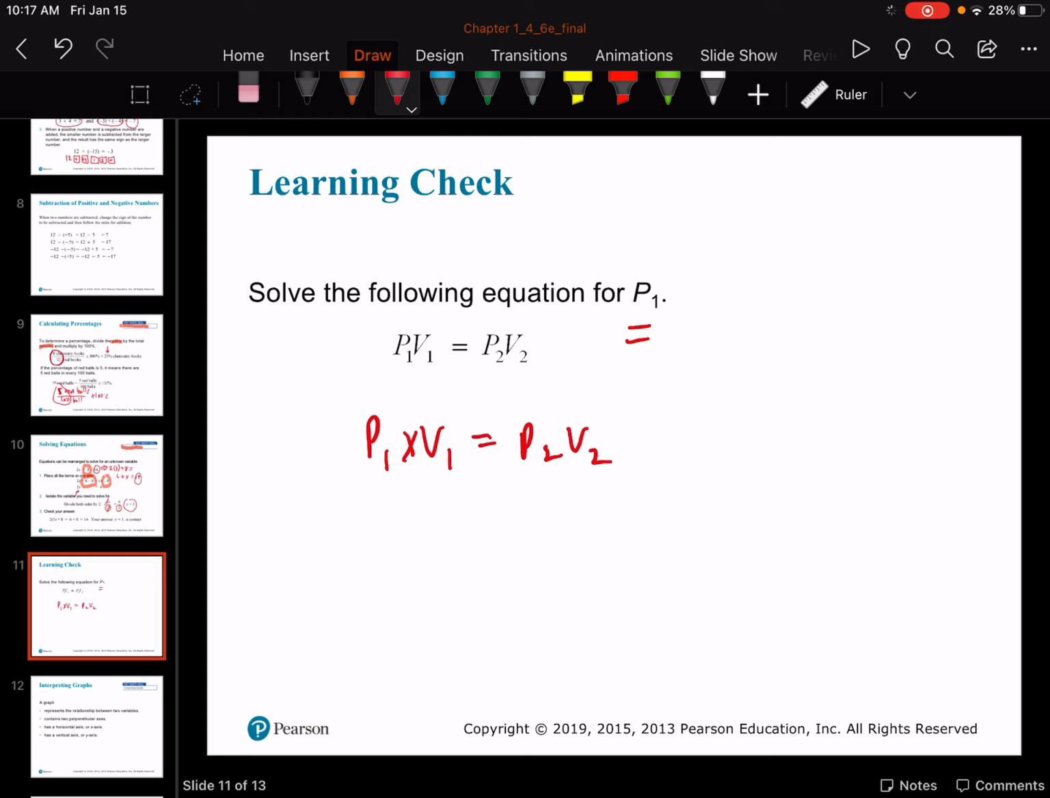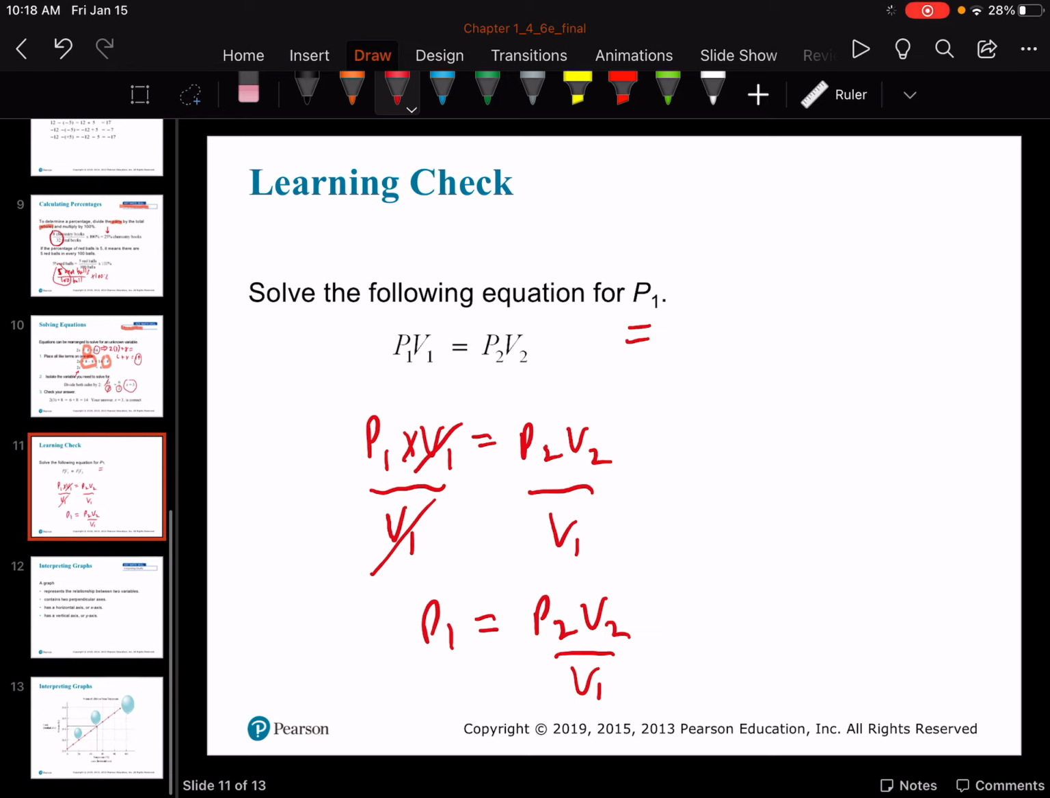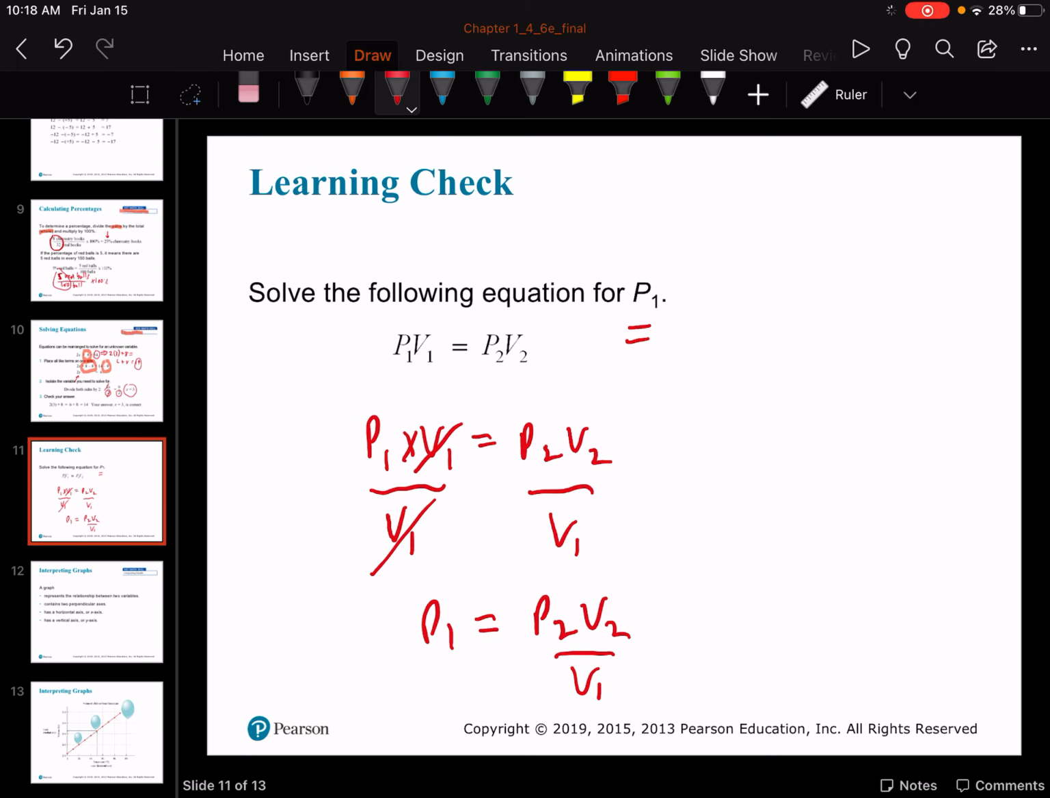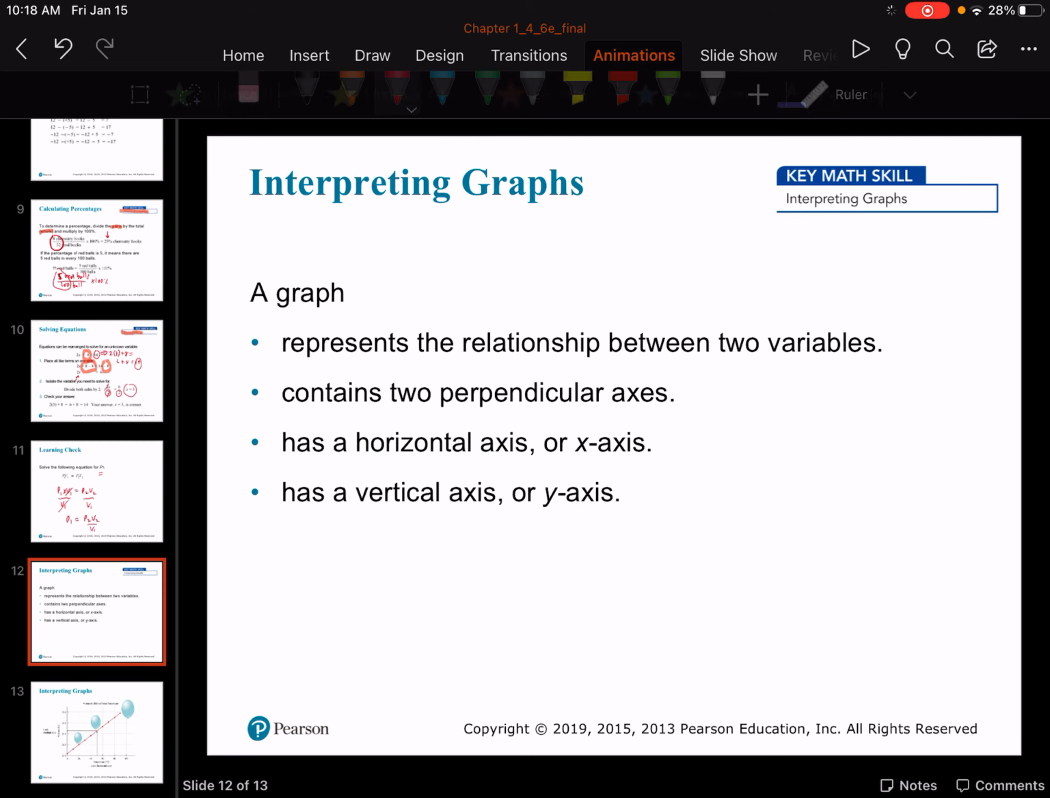And so I want to solve for P1. I've got to divide everything by V1 because the inverse function of multiplication is division. So divide everything by V1. My V1s here will cross off, and I'll have P1 is equal to P2 V2 over V1. Okay? All right, and so the last key math skill that we're going to need.